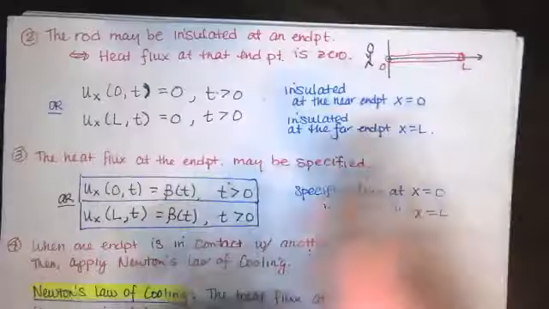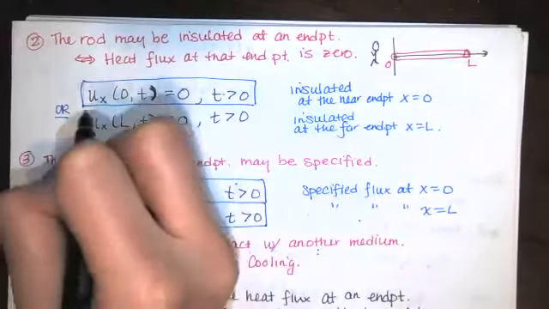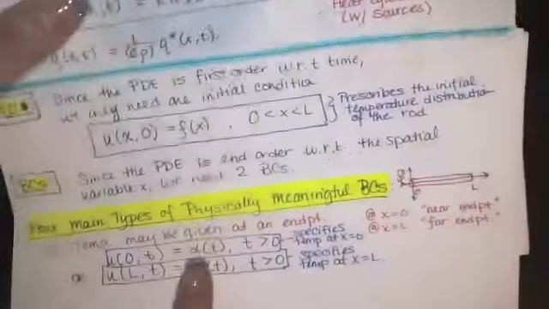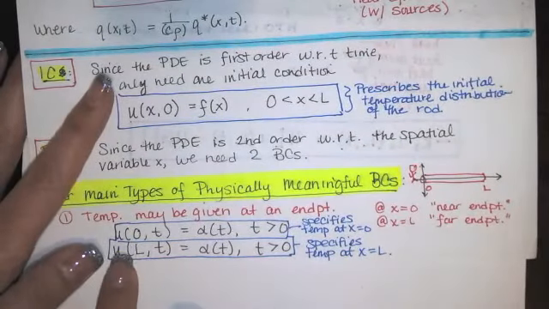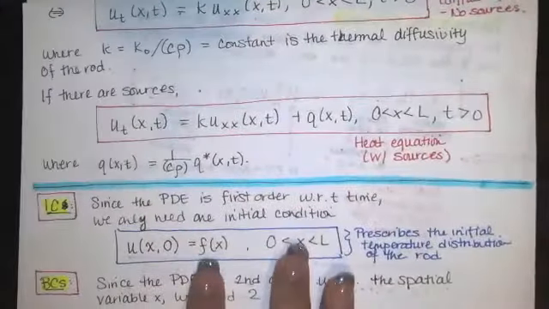Or maybe somebody tells you it's insulated over there. Then you would use this one or this one, of course, depending on what side of the rod you're talking about. They've got to specify. And then, of course, they could just tell us the temperature at x equals 0 or x equals L. So those are the possible boundary conditions. This is our initial condition.